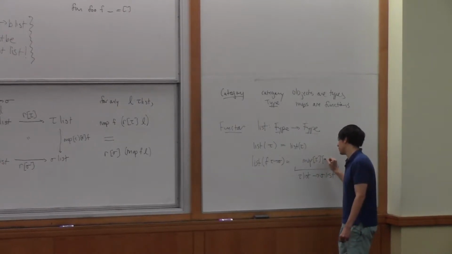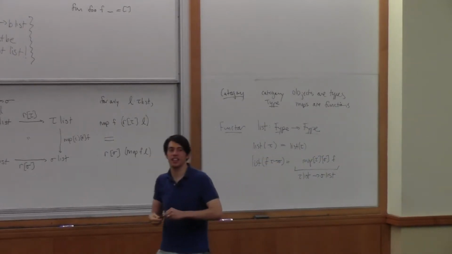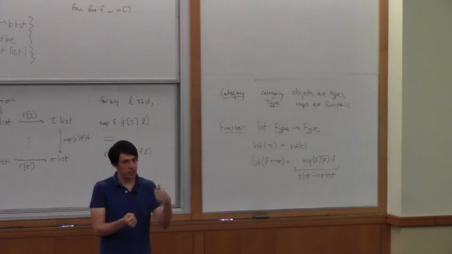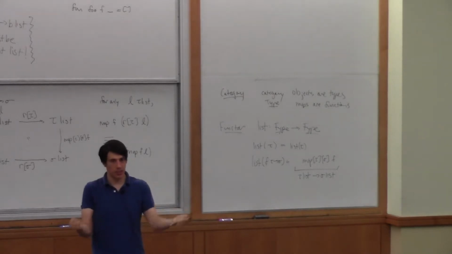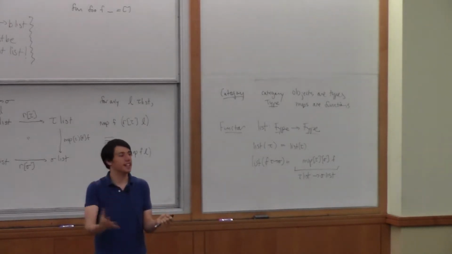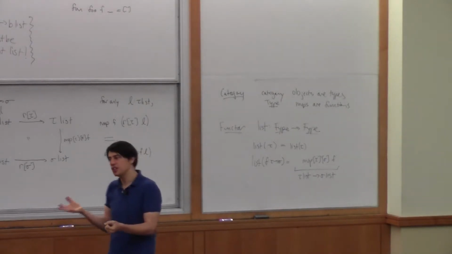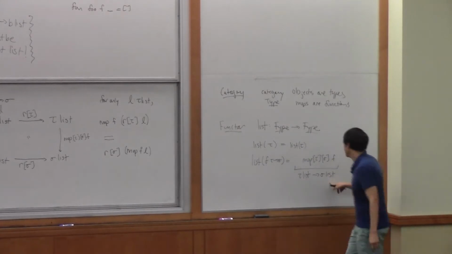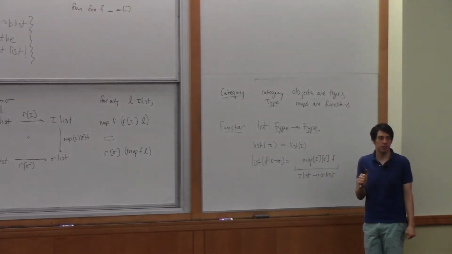Map tau sigma f. Okay, so if you unpack the definition of a functor that Ed introduced for this particular category, then the objects are types, the maps are functions. List sends a type to a type, that is, given a type like int, it creates the type int list. And it sends a function to a function, that is, given a function from taus to sigmas, it creates a function from tau lists to sigma lists.